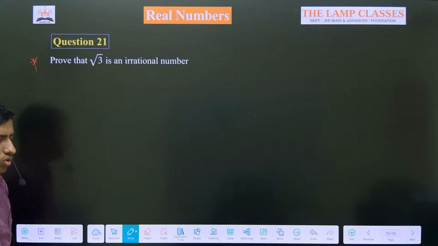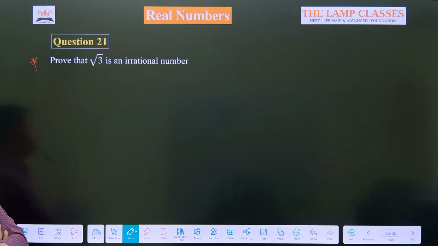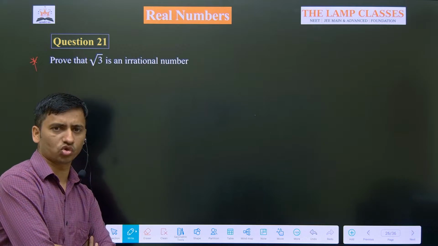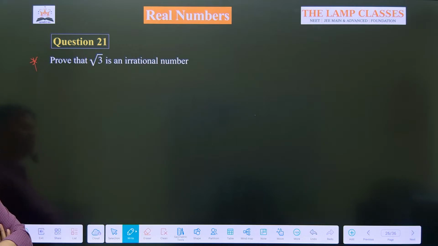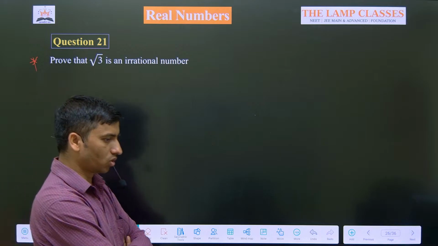Prove that root 3 is an irrational number. Prove that root 2 is an irrational number or root 5 is an irrational number. All of them we solve by using the same method. Method does not change. So it's just a practice for all of you, na? And if you already know this, then this should be the last time you are doing a question of this type, na? Write all the steps properly so that we don't lose any marks here.